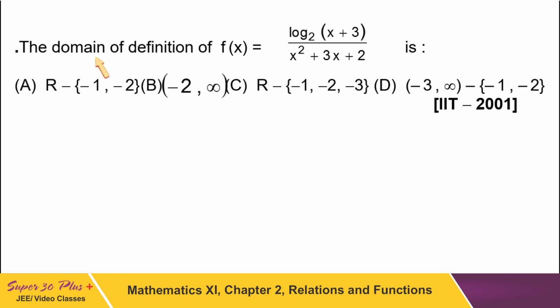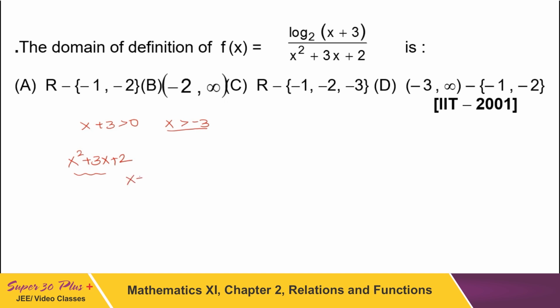The domain of f(x) is equal to log(x plus 3) upon (x square plus 3x plus 2) is. The function is a rational function. It is defined if numerator and denominator are defined separately. For the log function, x plus 3 should be greater than 0, meaning x is greater than minus 3. This is the domain. A rational function is defined for all values of x except the roots of the denominator.